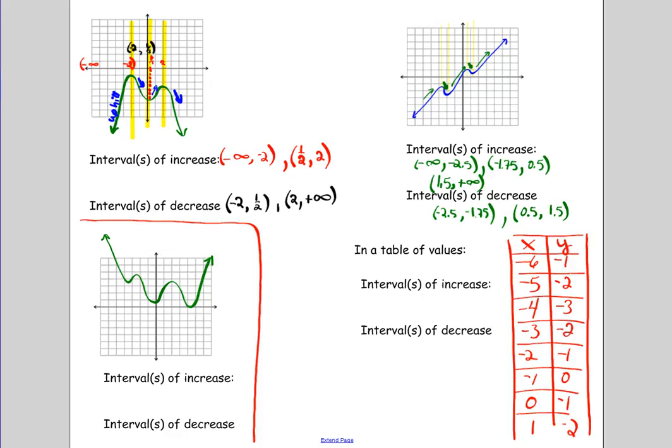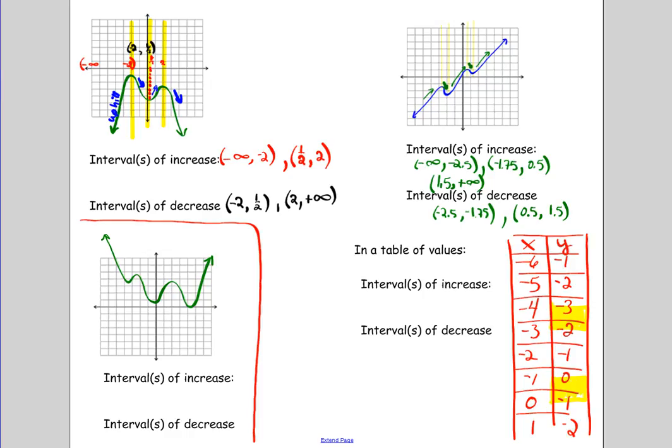What I'm looking for in my table of values is where my y values change direction. And they change direction right here, because up until then I was going down. Now all of a sudden I'm going up. I'm increasing in my values. And then I do it again here. I change direction. I go from going up to going back down. So I have 2 changes of values here.